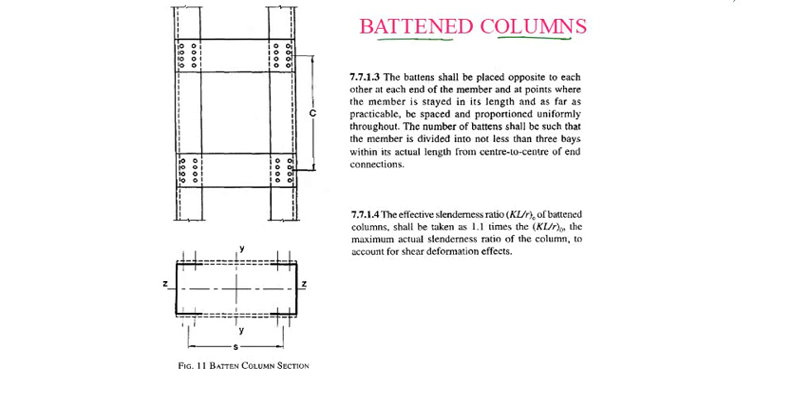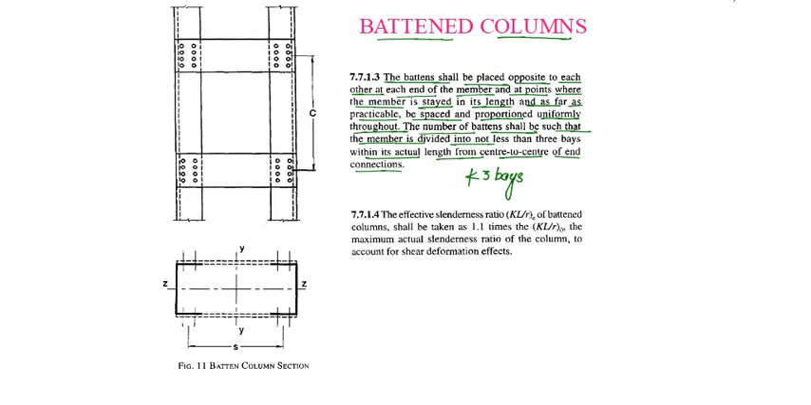Batten column. The battens shall be placed opposite to each other at each end of the member and at points where the member is stayed in its length, and as far as practicable be spaced and proportioned uniformly throughout. The number of battens shall be such that the member is divided into not less than 3 bays within its actual length from center to center of each end connection.